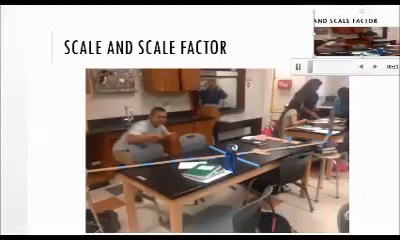our own scales. We had to figure it out, apply the measurements that we had, and then we had to make it bigger, and we had to use the scale factor for that. And then we had to make it smaller, and we had to mess with it a little bit. We had to play with it. And that's how I remember scale and scale factor, by the first assignment that we did.